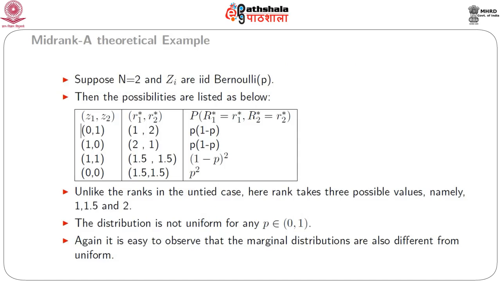So now we shall give a theoretical example on the distribution of mid-ranks, because we have seen that the distribution of ranks when there are no ties is discrete uniform, and in this case we shall illustrate whether the distribution remains uniform or is something different from uniform.